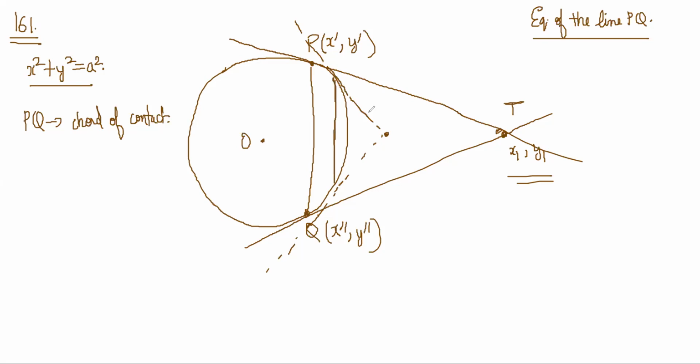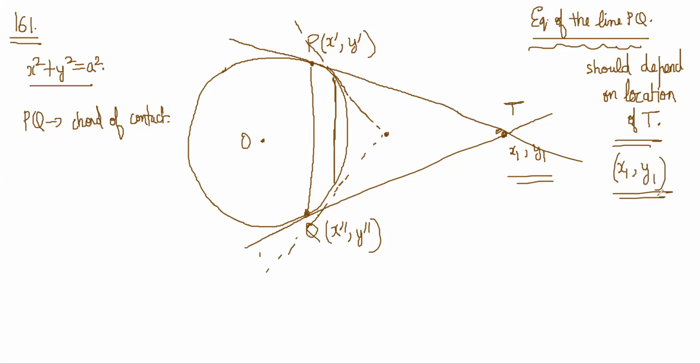If T was far away, it would have been bigger, farther away, right? So clearly, the equation of line PQ should depend on the location of T, right? So x1, y1 should matter in that equation, right? So we'll keep that in mind, and I'll just try to get this. Okay, so how do we get this equation?